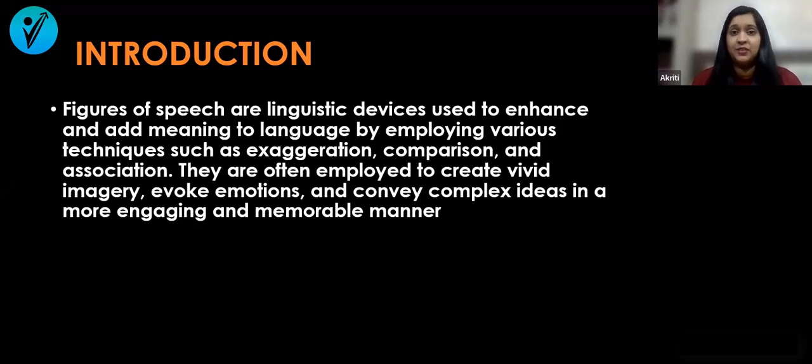So what exactly are figures of speech? Number one, these are linguistic devices. Linguistic means anything to do with language, all right? It uses various techniques based on whatever figure of speech you are using, like exaggeration, comparison, and association. They are often employed to create vivid imagery, evoke emotions, and convey complex ideas, and it helps to make it more engaging and more memorable.